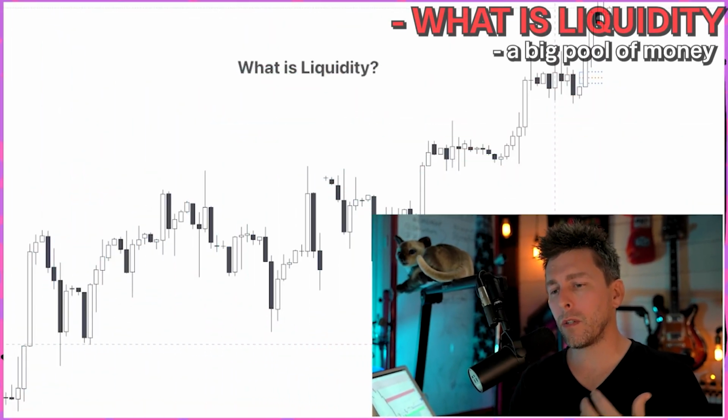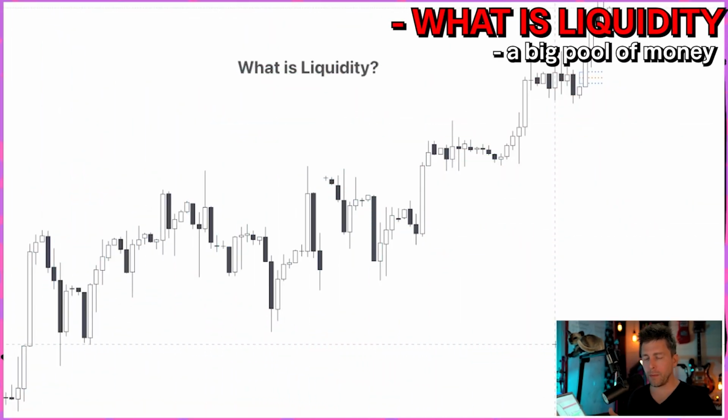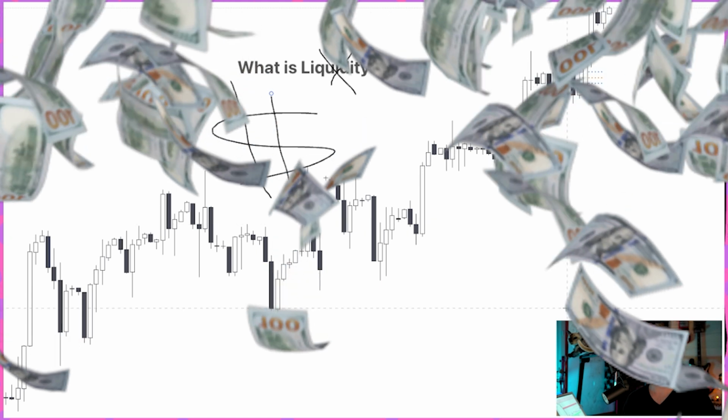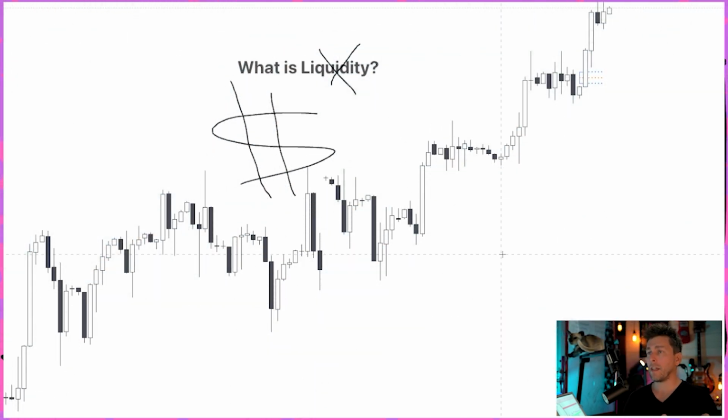I don't think this needs to be very complicated. So let's dive into it. What is liquidity? Liquidity is like a big pool of money. In fact, that's what liquidity means. I mean, liquidity is like a fancy term for money. So if you just want to think of it like that, that's what liquidity is.